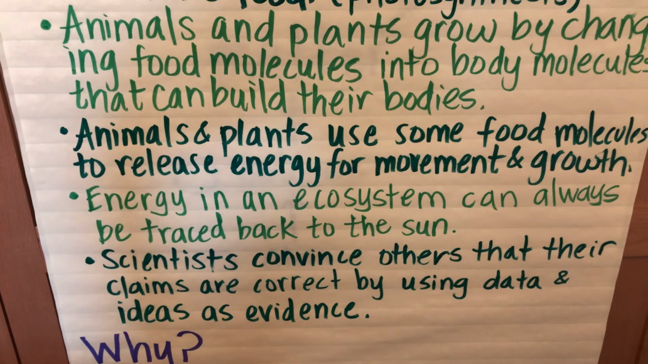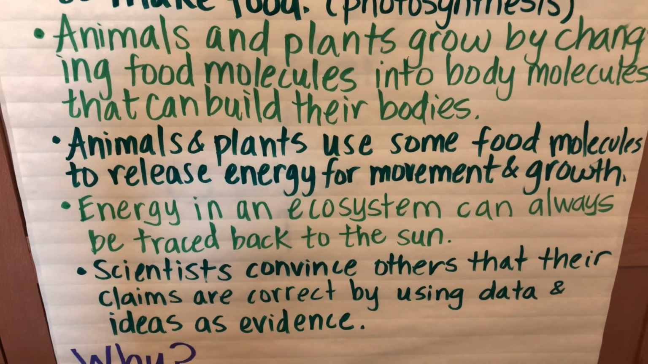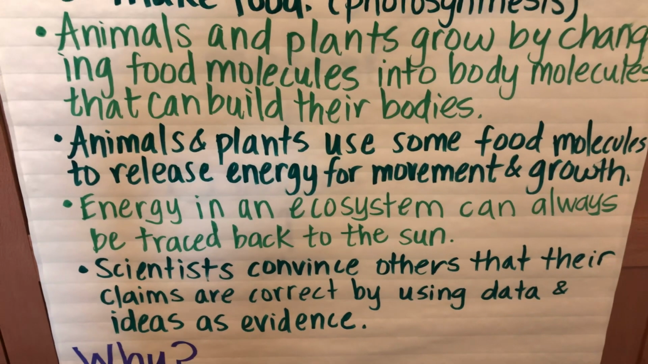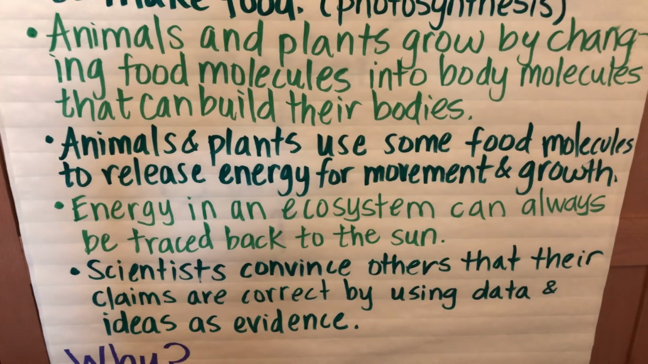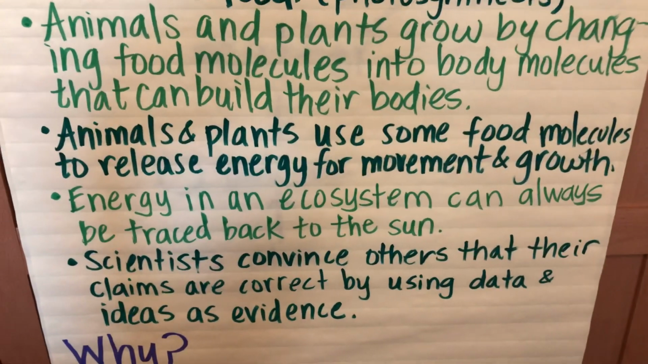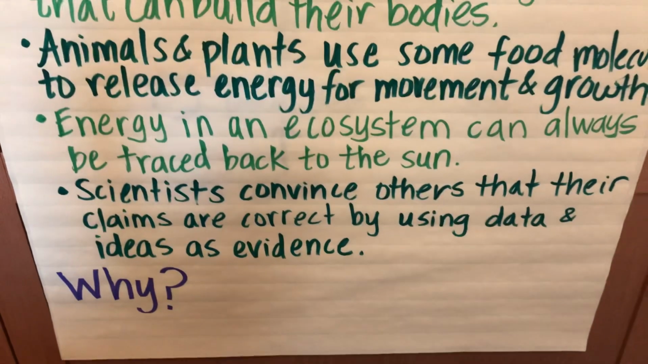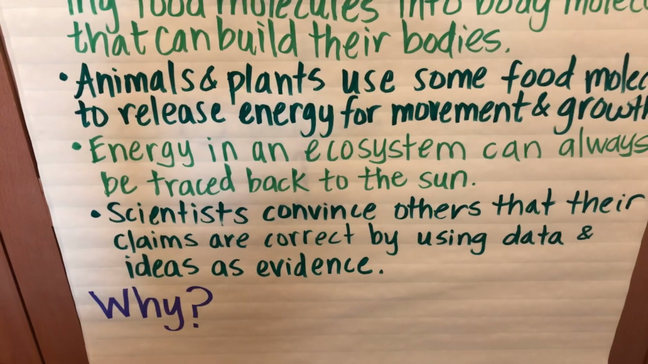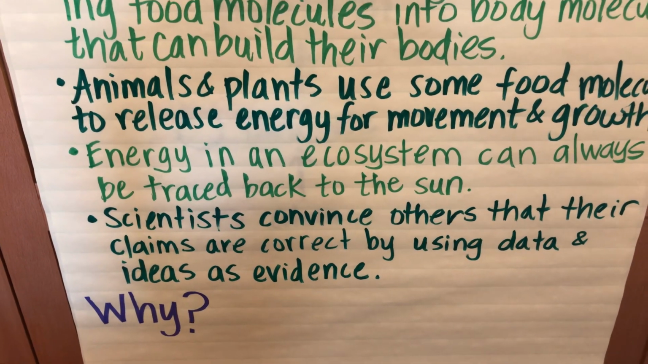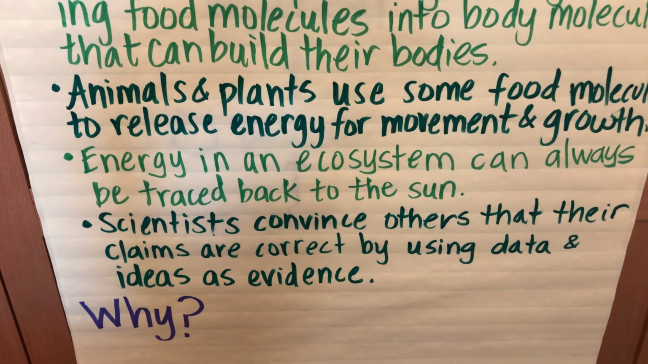We also know that energy in an ecosystem, it's not just that food molecules can be traced back to plants, it's that all energy in an ecosystem can always be traced back to the sun. Okay, the sun is needed for all of that energy in the ecosystem. And then at the end of the chapter, we learned that scientists convince others that their claims are correct by using data and ideas as evidence.